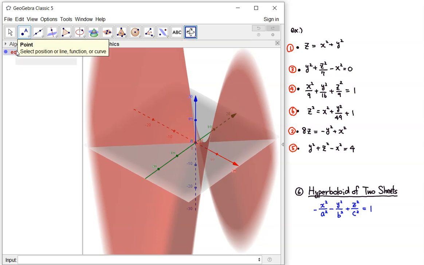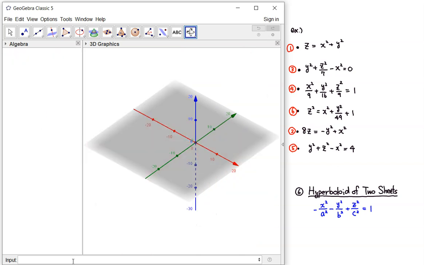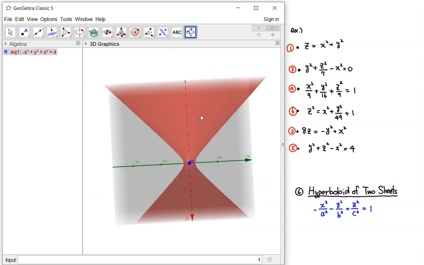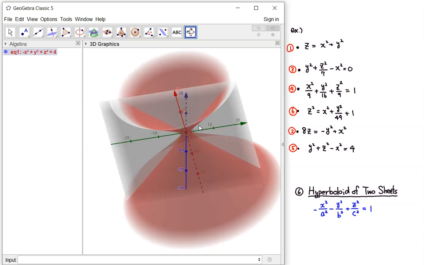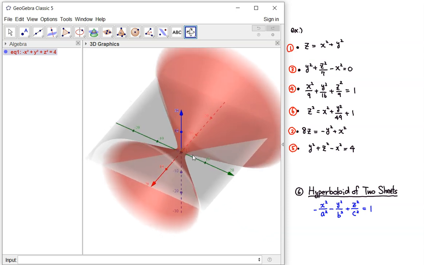And the last one is this guy right here. So this is going to be a hyperboloid of one sheet, and you can probably see the difference between this and that. Before we had the hyperboloid of two sheets, but this one has only one sheet. It looks like a drum or a yo-yo or something like that. So this is called the hyperboloid of one sheet because this is just one piece.